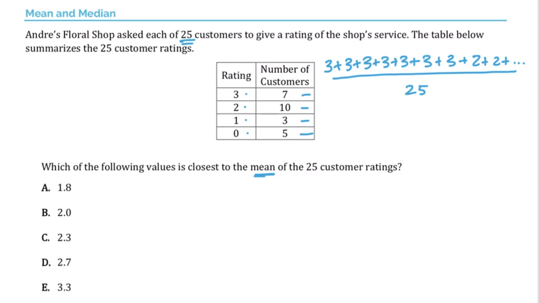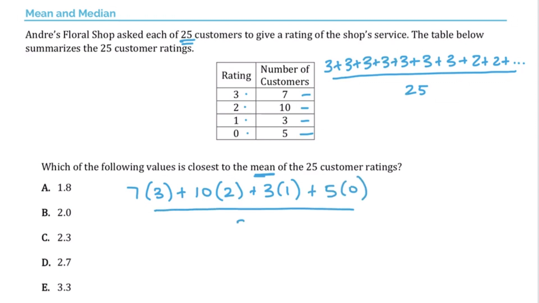So if you think about it, basically we have 7 people who gave a 3, plus 10 people who gave a 2. So right, if 7 people scored a 3, 7 times 3 is 21. We're going to have 21 total rating points from those 7 people. If 10 people scored a 2, when you multiply those together you get 20, which means we have 20 total rating points that came from the 10 people who scored a 2. Plus, we had 3 people who scored a 1 and 5 people who scored a 0. All divided by the 25 people who participated.